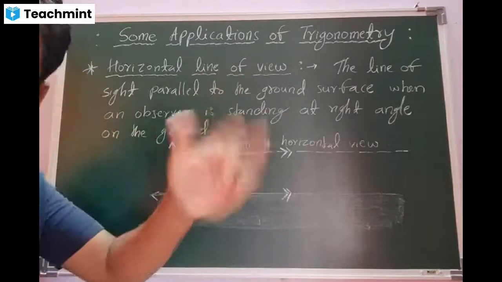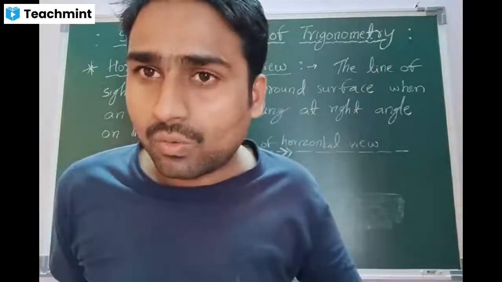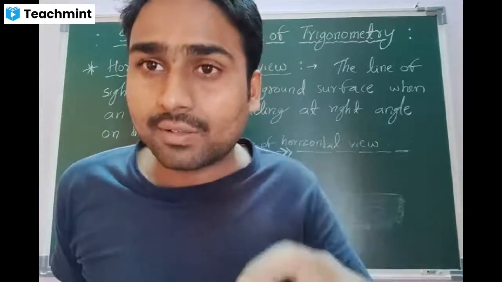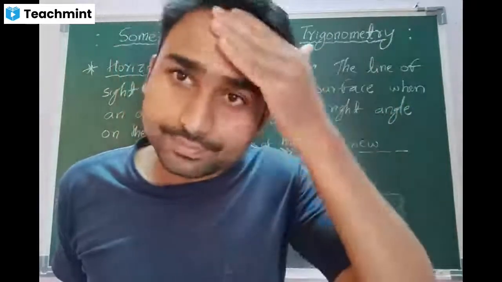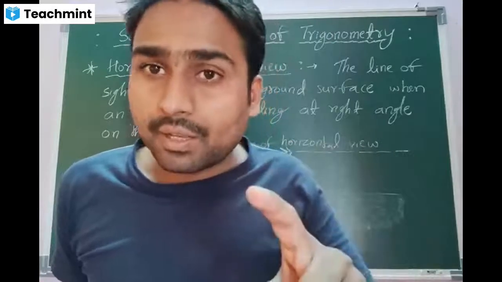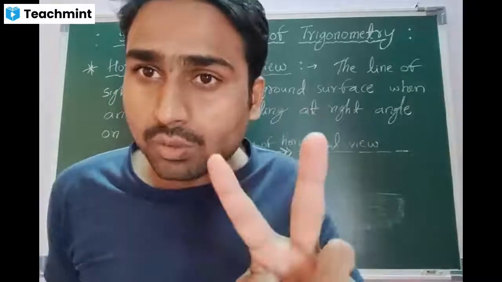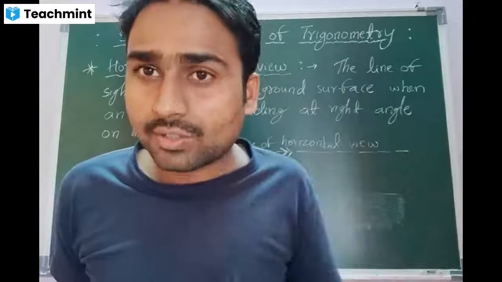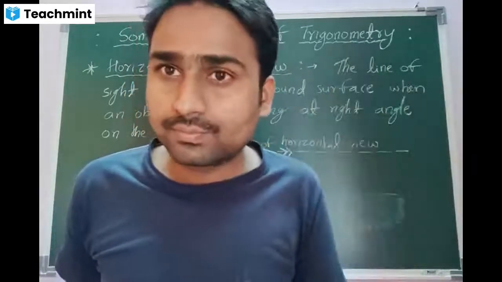Okay, beta, with this I'm going to end the session now. In the next class, we will start with the main concept of angle of elevation and angle of depression. But remember, beta, this horizontal line of view and the line of sight, both are required in order to define the angle of elevation as well as the angle of depression. Is that clear?